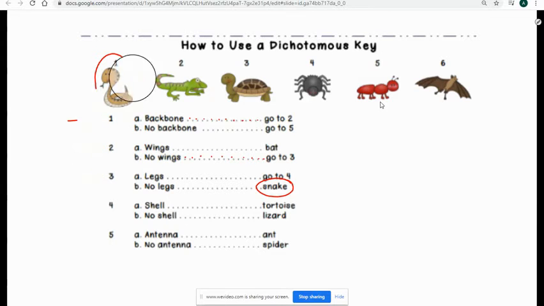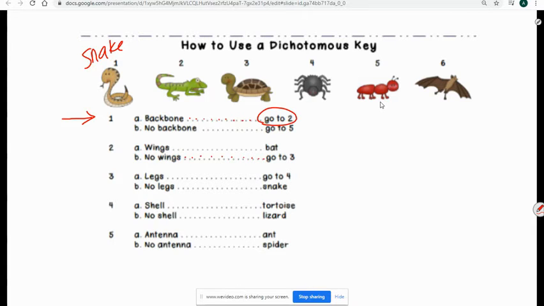We're going to move on to organism number 2 and do the same steps with this. So I'm going to label this snake because now we know what it's called. For organism 2, same exact process. You always start at step 1. So look at step 1A and step 1B. Does it have a backbone? Does it not have a backbone? This one does have a backbone, so we're going to go to 2.